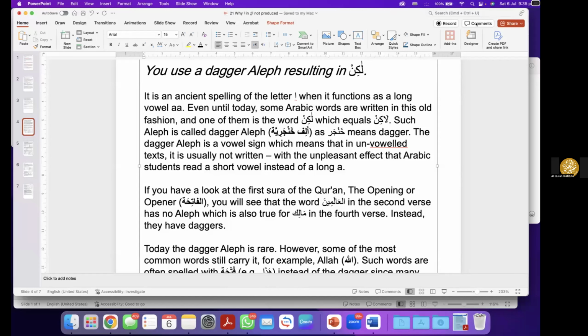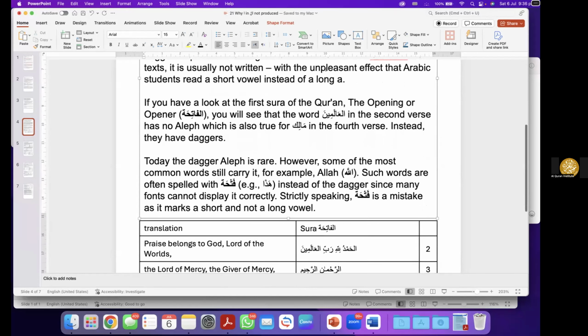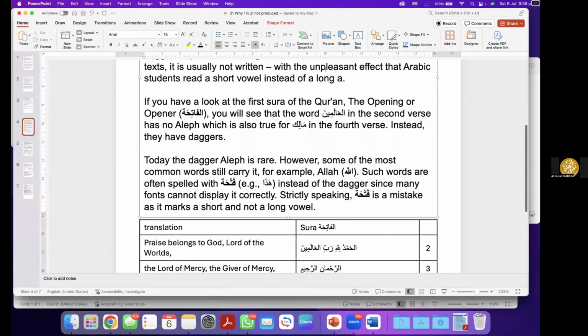Right. So, what about that? Dagger alif is a vowel sign, which means that in unvowelled text it is usually not written, with the unpleasant effect that Arabic students read a short vowel instead of a long a. So why it matters: there are some words that will actually be wrong if it is not used properly. There are a few examples here.